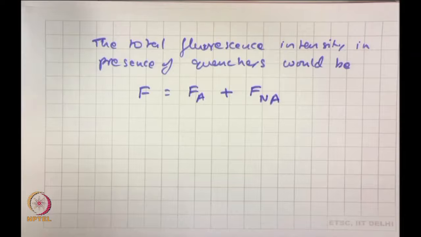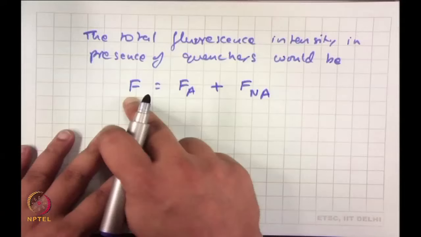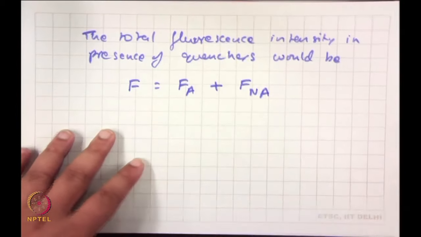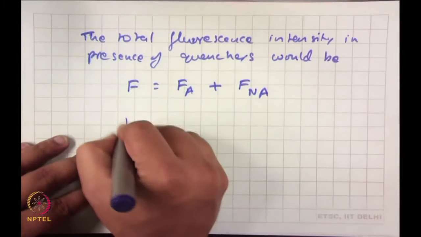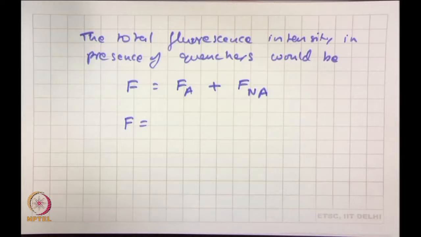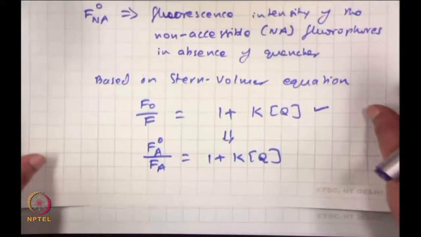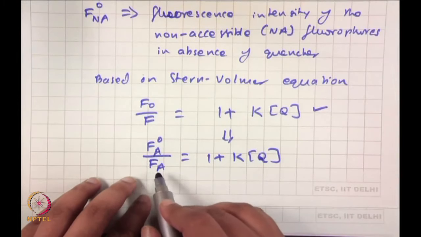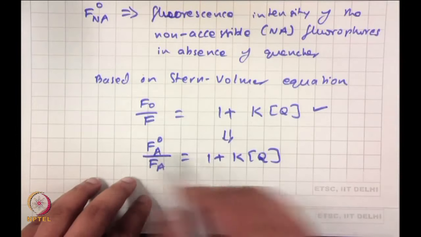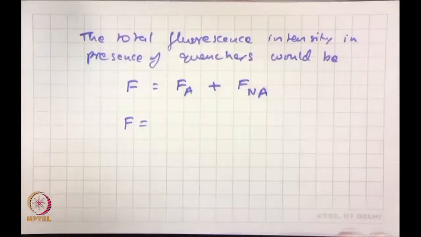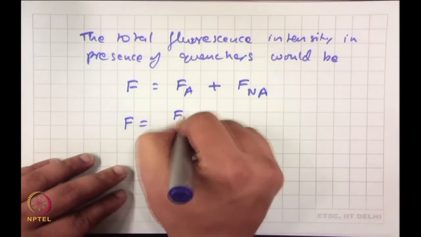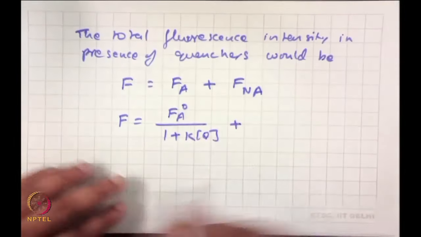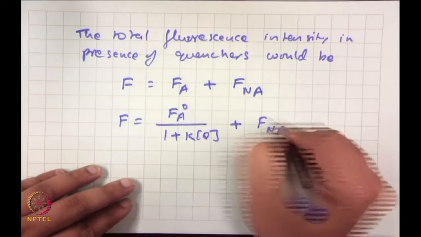Now, we will make one more substitution. Please keep this in mind, this is in presence of quenchers, this is also in presence of quencher, this is also in presence of quencher. But one thing we already have: if you go back to what we had done in the previous sheet, F_A0 by F_A is equal to 1 plus k times [Q]. So, I already have an expression where F_A is equal to F_A0 by 1 plus k times [Q]. So, I can replace this by F_A0 over 1 plus k times [Q] plus, now see what I am writing, this one to be F_NA0.